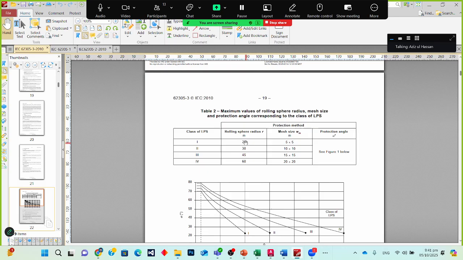You can see this is the rolling sphere circle. I will show in the AutoCAD file how we will check that. This is the 60 radius of that rolling sphere. For level 3 we have to give 45, for level 2 we have to give 30, and for level 1 we give 20 radius. For the mesh also, they have given sizes of 20 by 20, 15 by 15, 10 by 10. The angular method is basically not used in solar plants, and mostly these two methods are used. But the rolling sphere is the preferred method.